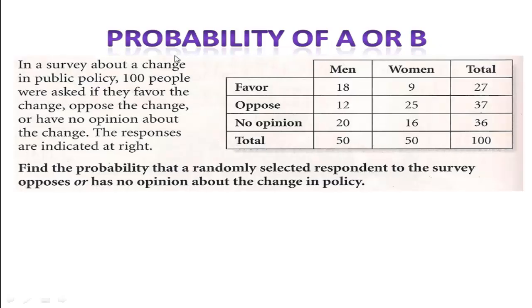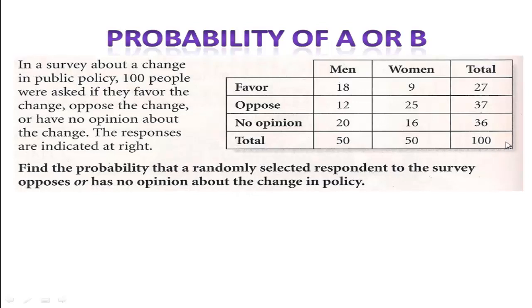In a survey about a change in public policy, 100 people were asked if they favor the change, oppose the change, or have no opinion about the change. The responses are indicated at the right. Find the probability that a randomly selected respondent to the survey opposes or has no opinion about the change in policy. So let's look at this table.